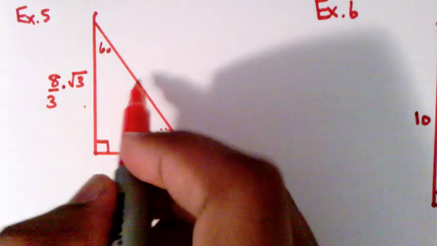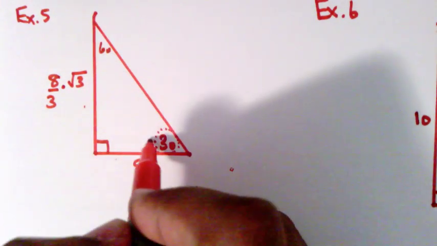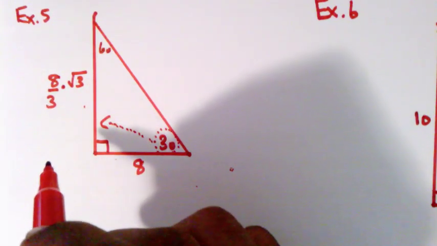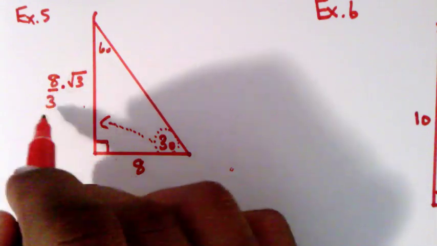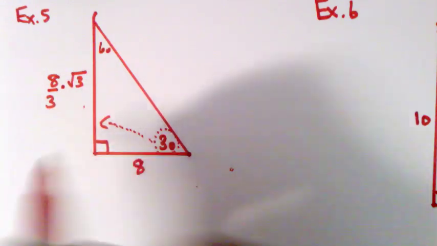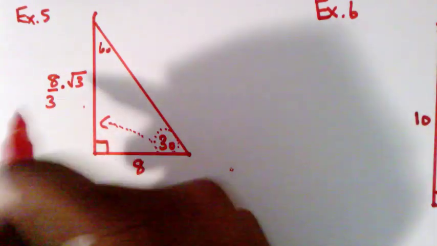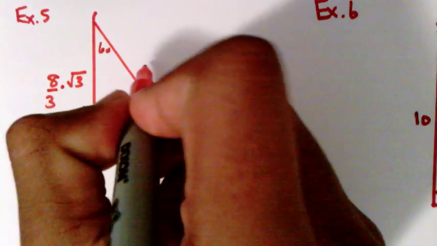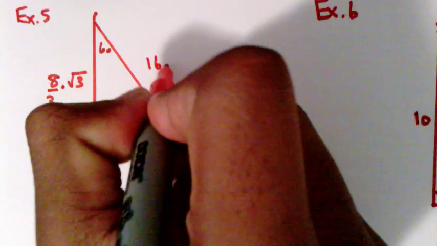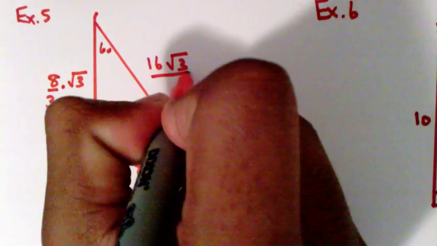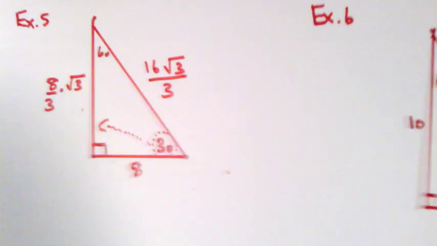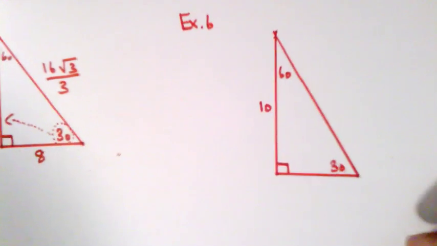Now, how do I find the hypotenuse? Remember, the side opposite 30 degrees is half of the hypotenuse. So I'm going to take this 8 radical 3 over 3 and multiply it times 2. The only number I'm going to multiply by 2 is this number 8, and that's going to give me 16 radical 3 over 3. Let's try another one, shall we? If you want to pause and do this problem by yourself and then see how I do it, I definitely recommend it.